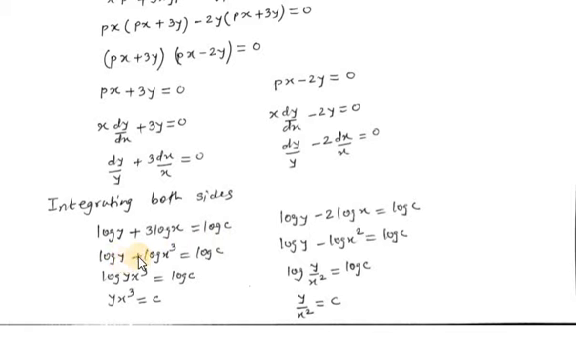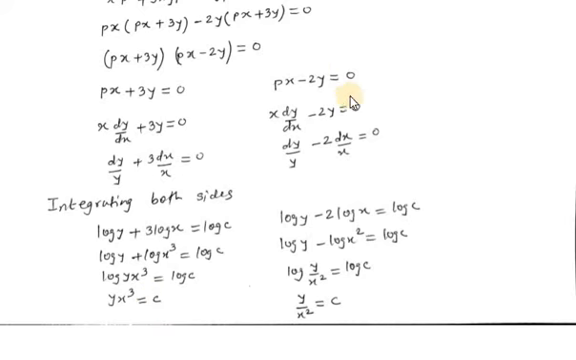So log y will be as it is, plus applying the property of logarithm, it will become logarithm of x cube equals to log c. Again applying the property of logarithm, log x plus log y equals to log xy. So it will become log y x cube equals to log c. Now on both sides log will cancel out. We have y x cube equals to c.